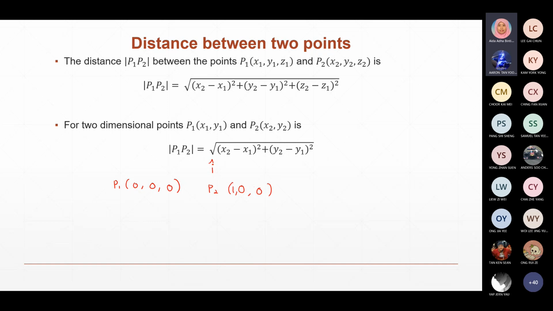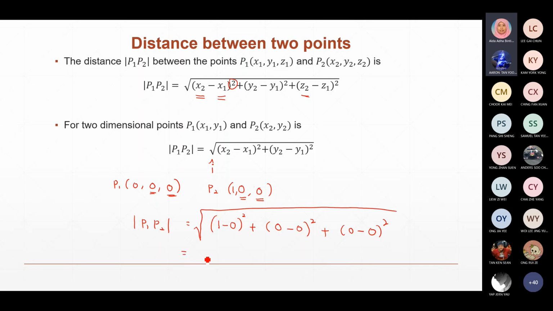So how do we find the magnitude between point P1 and point P2? You can see x2 minus x1, so we have 1 minus 0, and this is squared. You have to make sure this is squared. Plus 0 minus 0 squared, which refers to the y coordinate. And the last one refers to the z coordinate, 0 minus 0 squared. And don't forget, you have to take the square root. So we have 1 squared, and the magnitude here is equal to 1.